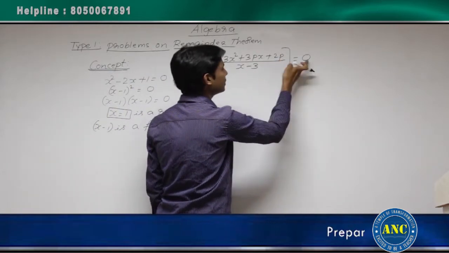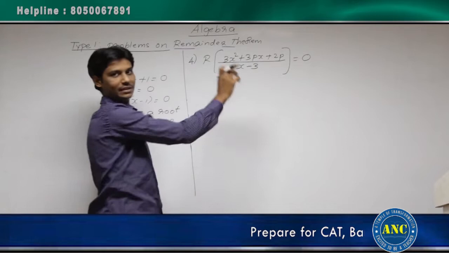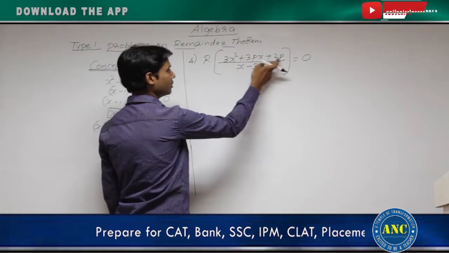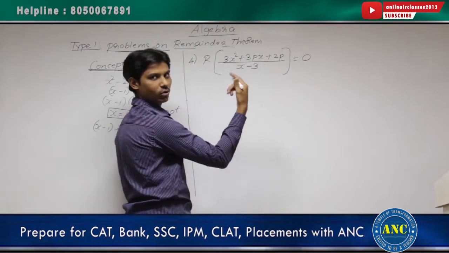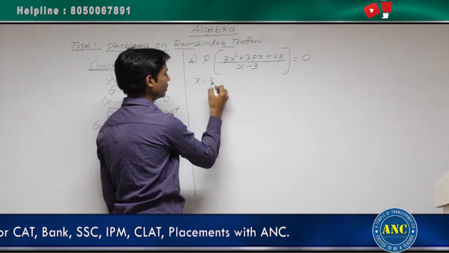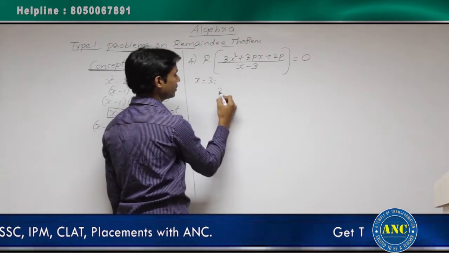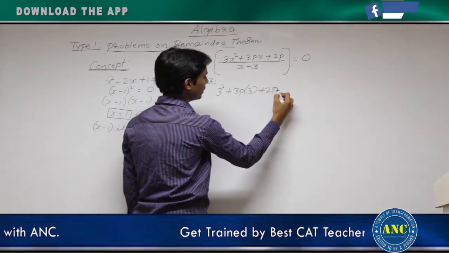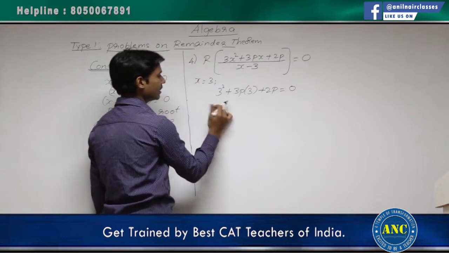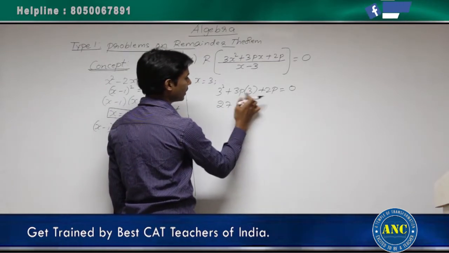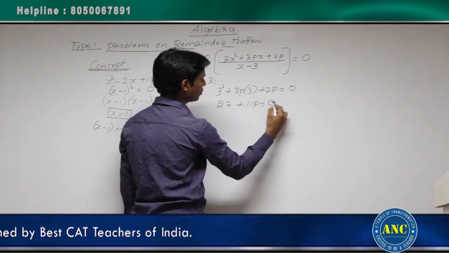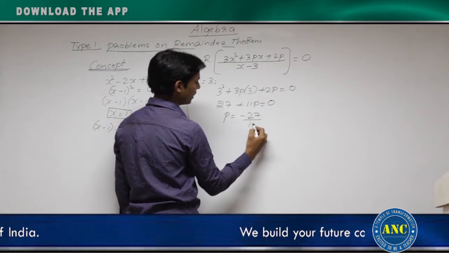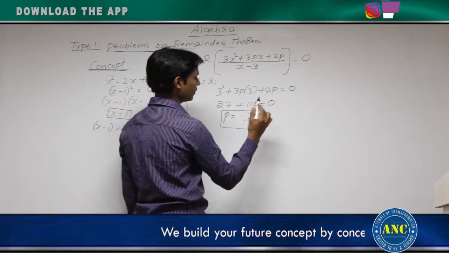Only when the remainder is 0, this will become the factor of this. Right? I already explained that. Now, again the same logic. I need to find this value of p. Substitute x is equal to 3. If I substitute x is equal to 3, 3 into 3 square is 3 cube plus 3 into p into 3 plus 2p, equal to 0. 27 plus 9p plus 2p, 11p is equal to minus 27. p is equal to minus 27 by 11. Answer for this question is minus 27 by 11.